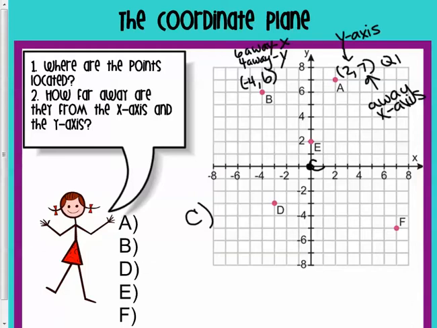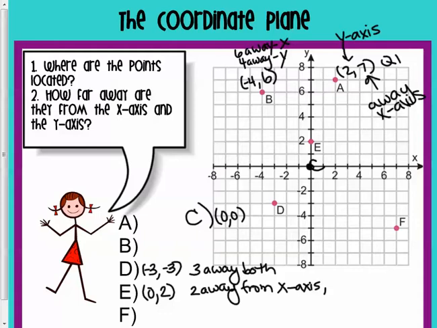Okay, so let's look at the points first. C is at 0, 0, so it's no distance away from the x and the y-axis. D is at -3, -3 on the x-axis and on the y. So it's 3 away from both. 3 away from the x-axis and 3 away from the y-axis. E is at 0 on the x-axis, but up 2 on the y-axis. So E is 2 away from the x-axis and 0 away from the y.